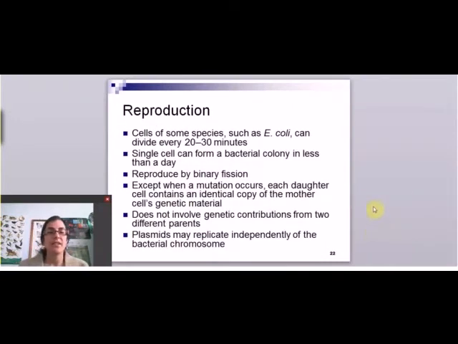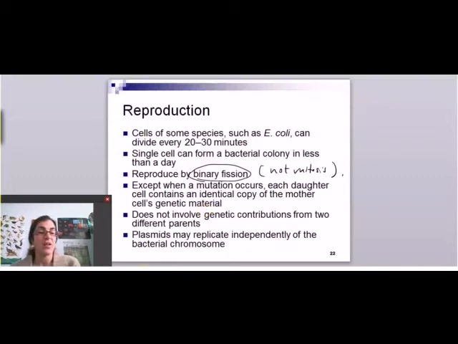So reproduction in bacteria is very rapid. For example, in E. coli, they can divide every 20 to 30 minutes. So a single cell can form a colony of bacteria, which is hundreds and hundreds of bacterial cells, in less than a day. Bacterial reproduction occurs by a process called binary fission. So let me just remind you that it's not mitosis, basically. So it's cell division, but it happens without the microtubules, without all these steps that we associate with mitosis.